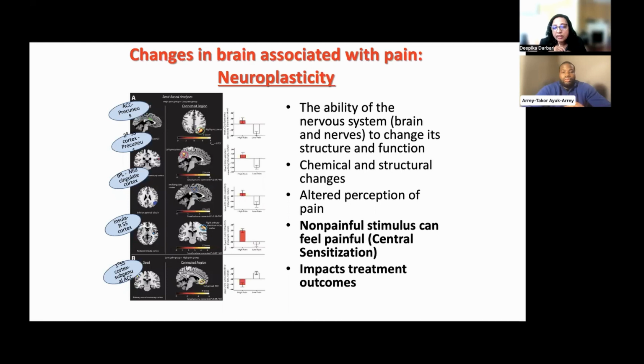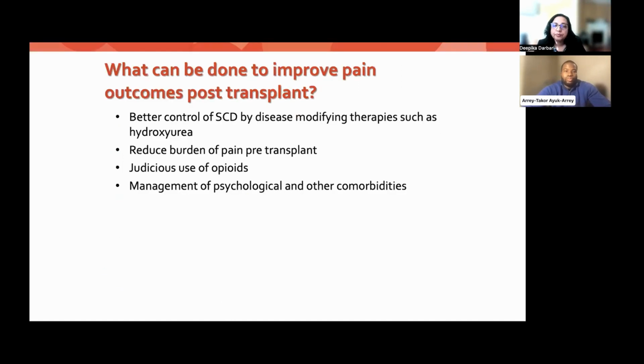The important thing is that it takes many years for a person to reach this state, and it may also take a longer time for them to come back to where they started. This phenomenon in science is called neuroplasticity, the process by which changes in the brain occur. We believe that is very important in how a person is going to respond after successful transplant as it relates to pain. Next slide, please.